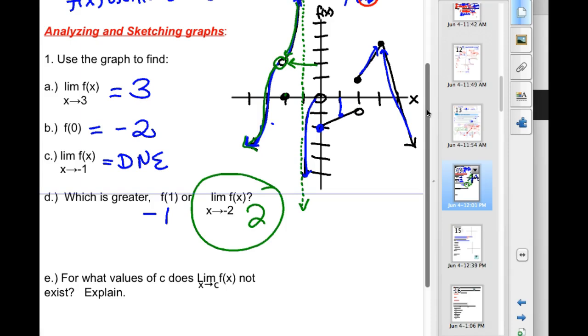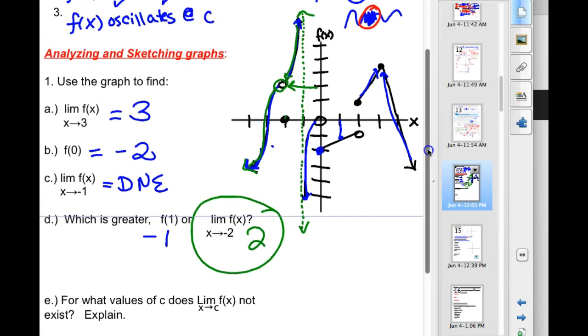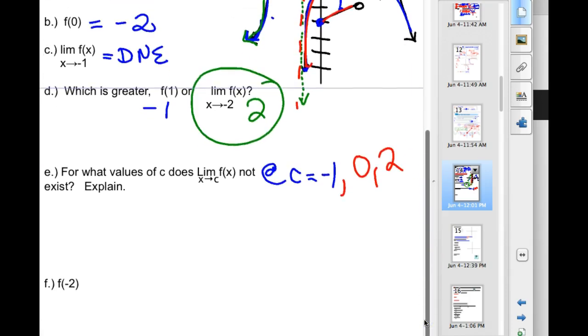the limit not exist? There's no oscillation on here, so we're not looking for that. We do have unbounded behavior at x equals -1, so we'd say at c equals -1, we've got an asymptote right here, so that's a problem. No limit exists. Is there any place where the limit from the left doesn't equal the limit from the right? AKA, there's a big old gap in the graph. The answer would be yes, at 0, because when I come in from the left and the right, I do not meet up. And at 2, same thing. So basically, you're looking for gaps and asymptotes. What are you looking for? Gaps and asymptotes. That's really where our limits don't exist.